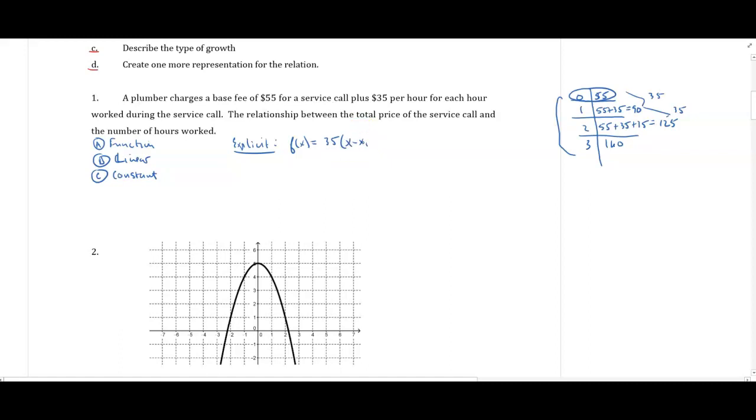0, plus my initial charge of $55. You could also write this as 35x plus 55. Either one of these would be okay. The recursive rule: f of 0 equals 55, f of x equals my previous term plus 35. Okay?